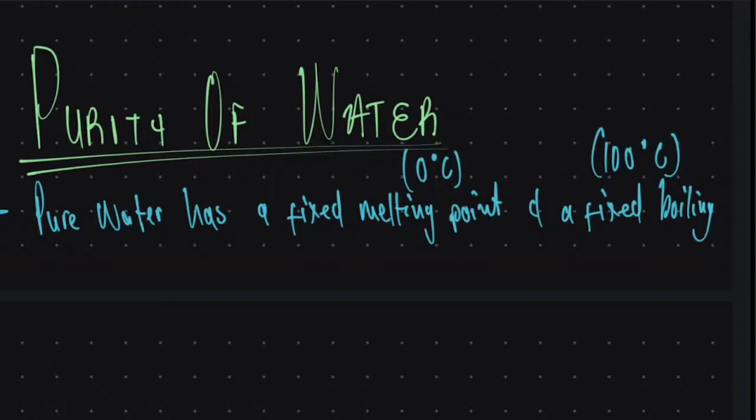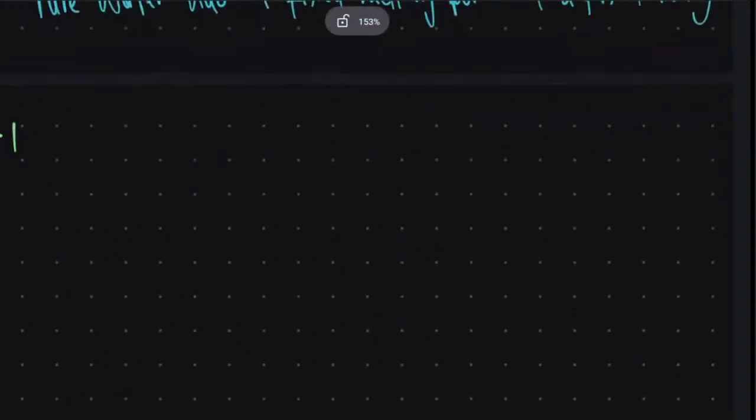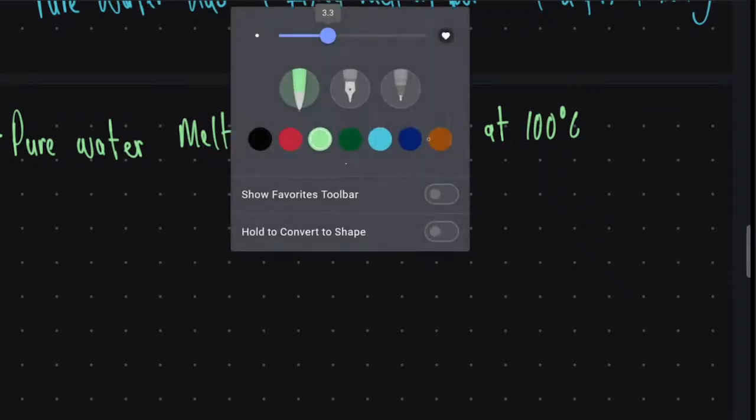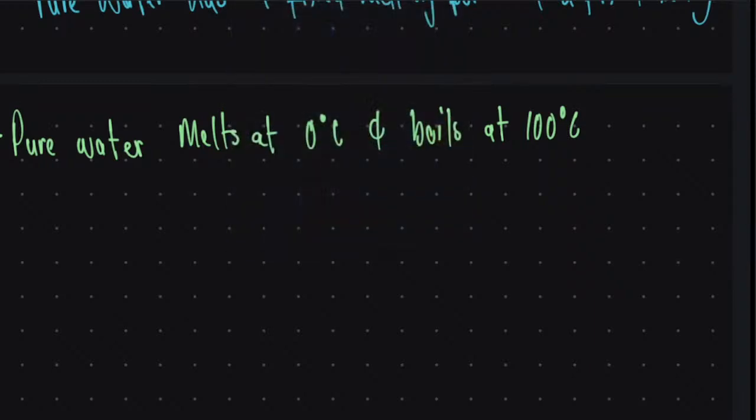Once you start to add impurities, things that are not water, you start adding them to water, salts or whatever, then you start to see your melting point change. So we can write here to say pure water melts at 0 degrees Celsius and boils at 100 degrees Celsius. You are done. Don't worry about anything else. Just check the melting point and the boiling point. If it's these ones, then the water is pure.